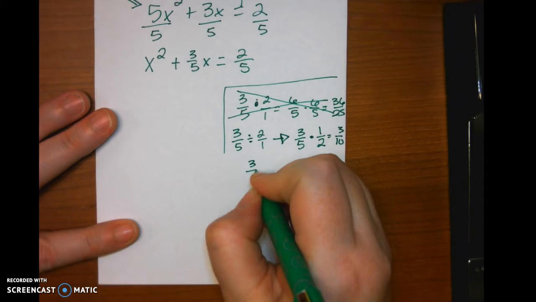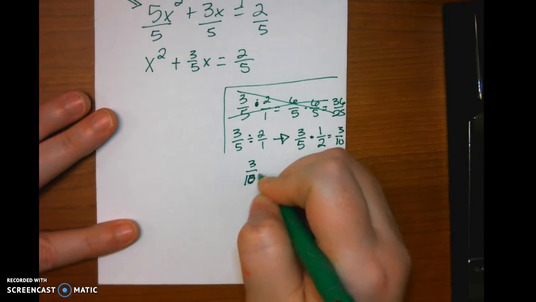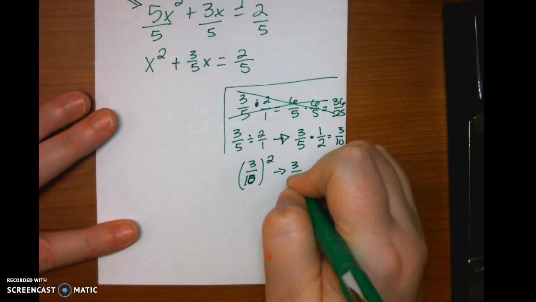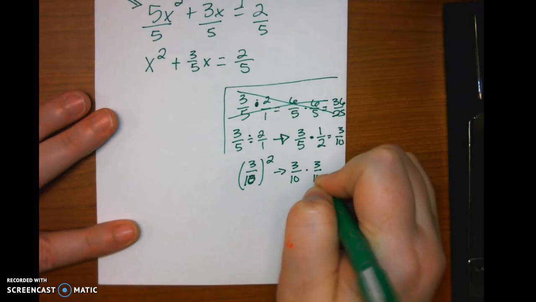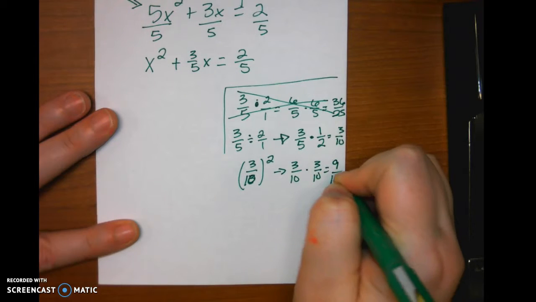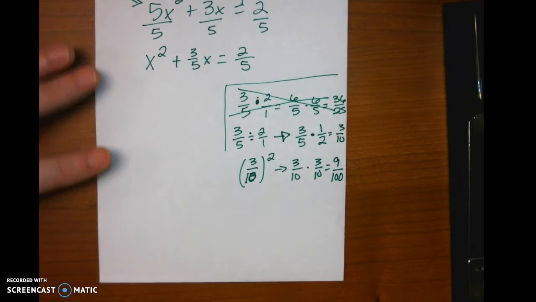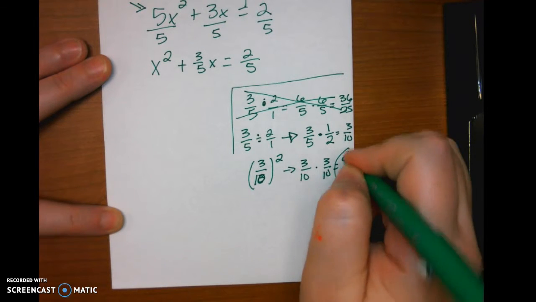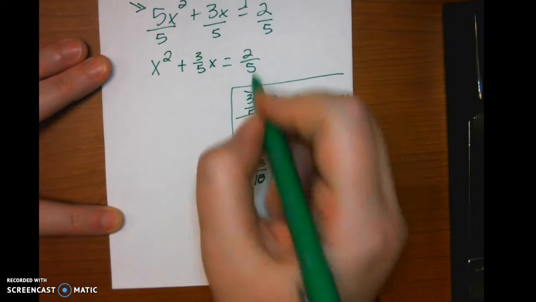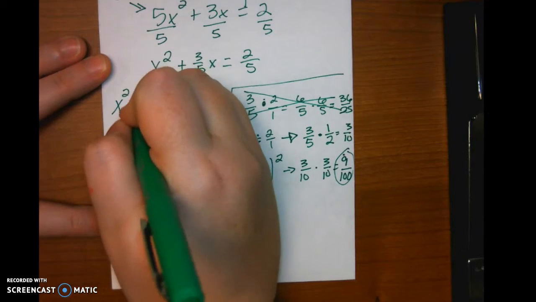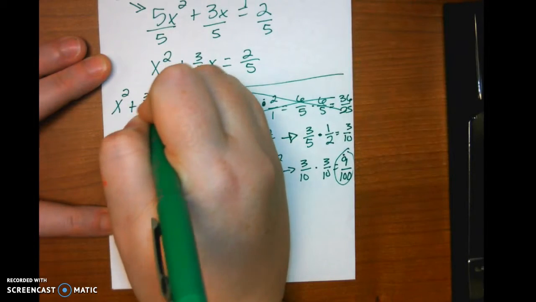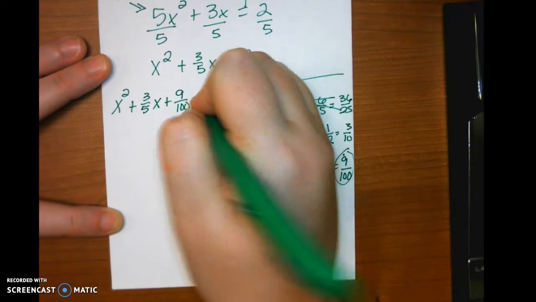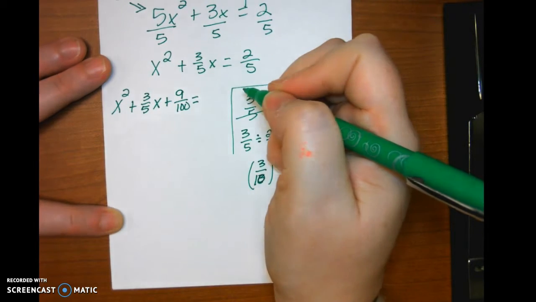I'm going to take 3/10 and square it. So that's 3/10 times 3/10. You get 9/100. That's cool. So now I'm going to take this 9/100 and I'm going to add it to both sides. So x squared plus 3/5 x plus 9/100 equals, da da da da.